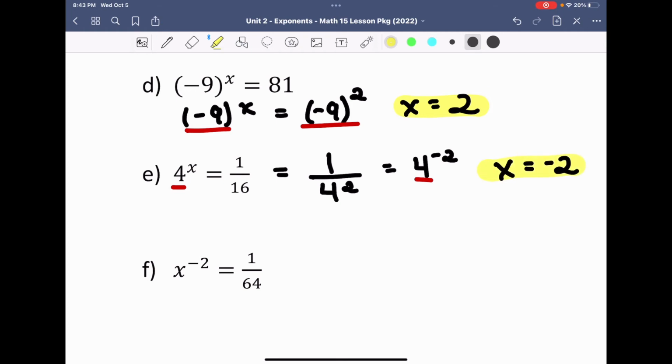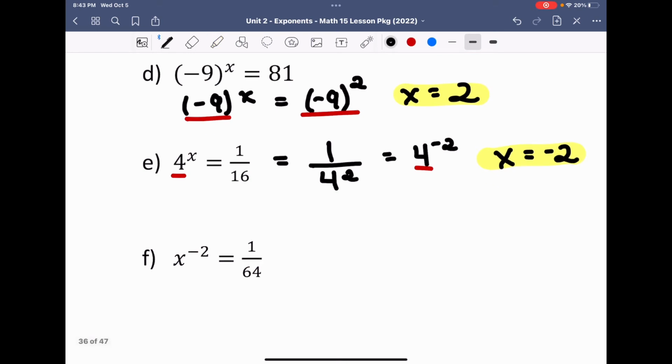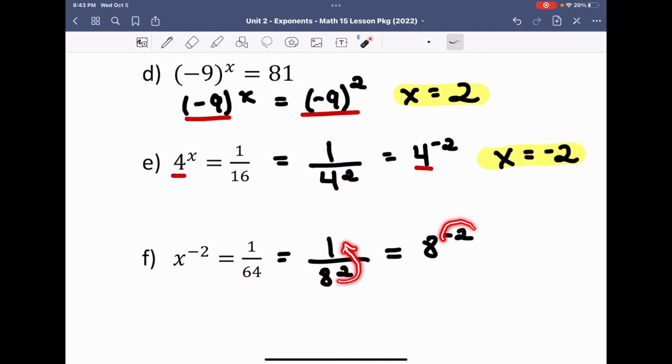One more that's very similar to that. If we have x to the -2 is equal to 1/64, we know we need some number raised to the power of -2. So our goal is to find the base value, and it must be raised to a power of -2 for this to work. So I'm going to say this is equal to 1 over, well, what number raised to the power of 2 gives me 64? It's 8. 8 to the power of 2 will give me 64, or 8 squared. And then if I want to move this to the numerator, I have to say 8 to the -2. I move this to the numerator by making my exponent negative, or flipping the negative.